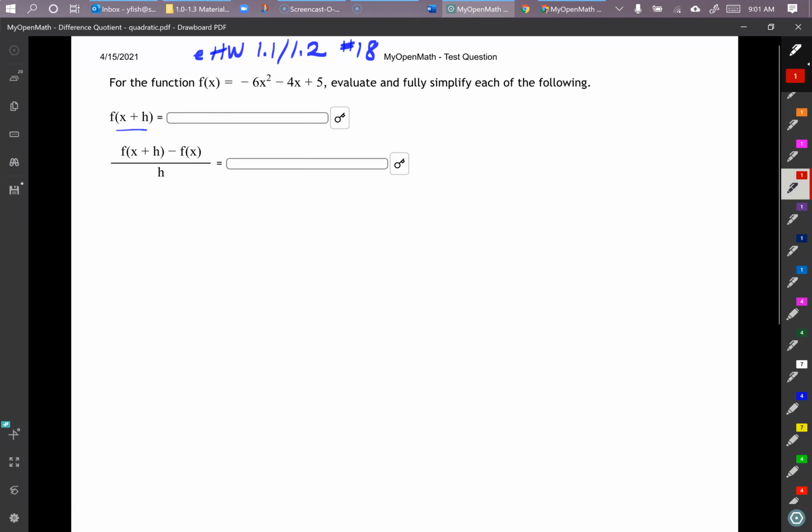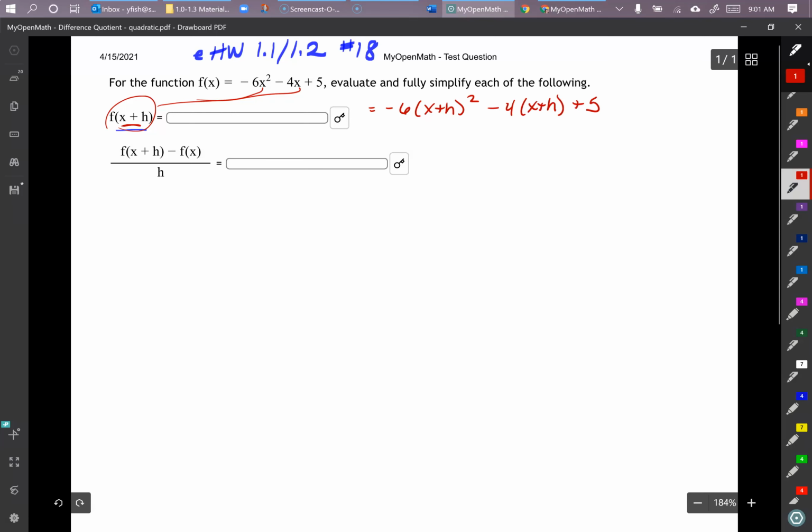So first of all, we're going to just work on the algebra of functions, plugging in this x plus h for x everywhere you see x. So just be careful and really watch your signs. So I'm going to have negative 6 times x plus h squared minus 4 times x plus h plus 5. And I can't distribute the negative 6 yet.